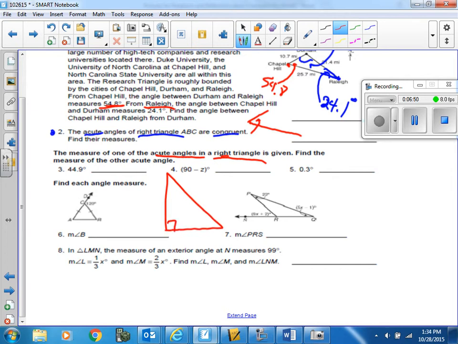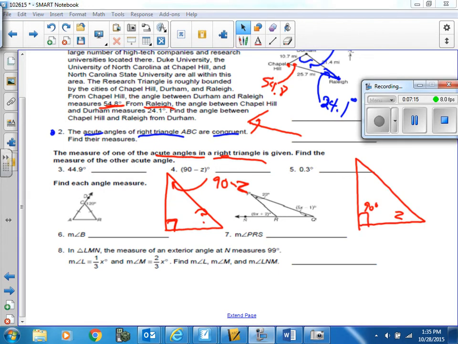You know it's a right triangle, so you know one of them's 90. So the one right here is 90. And then you know one of them is represented by 90 minus z. So what is the other one? Well, let's think about that. What does this one have to be? So think about that for a second, and I'll come back.